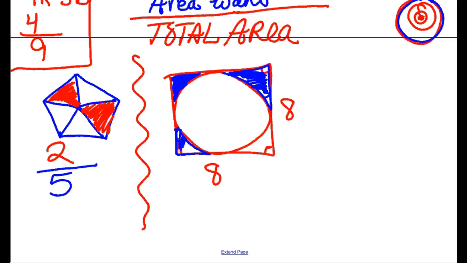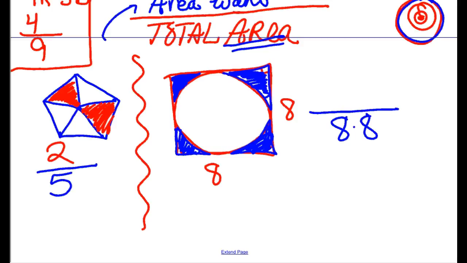Well, on the bottom, taking a while to shade this stuff, aren't I? On the bottom of my fraction is the area of the entire target, and it's a square, and a square's area is 8 times 8. So on the bottom of my fraction is 8 times 8. On the top of the fraction is the area of the stuff I want to land in. Well, I don't know how to find the area of that shape, let alone multiply by 4 to get all of the blue stuff, but I do know how to get the area of the circle.